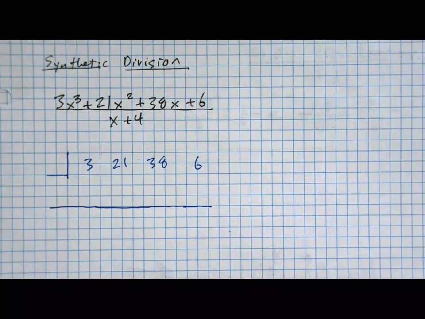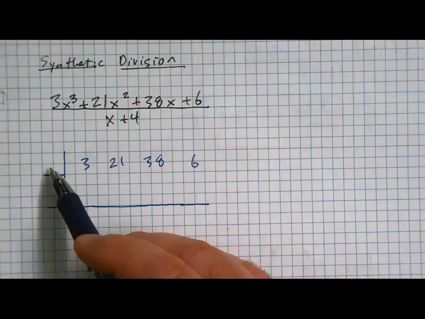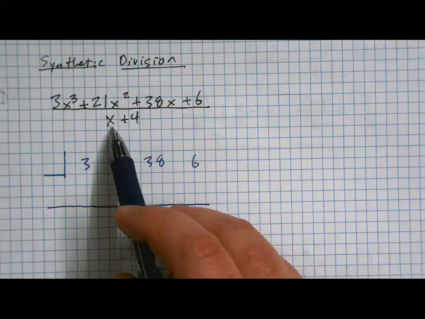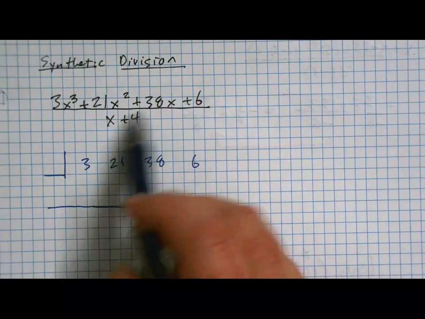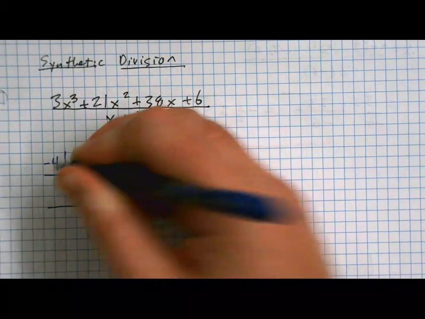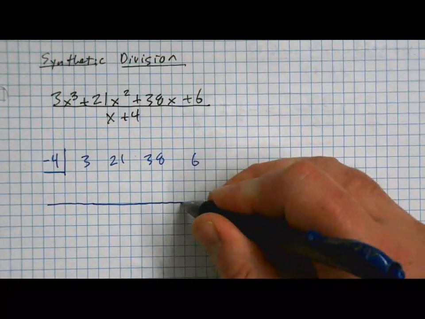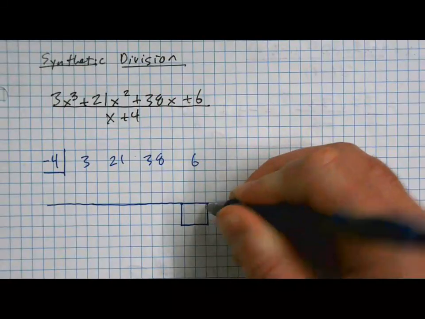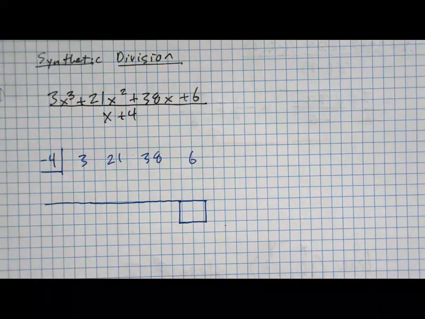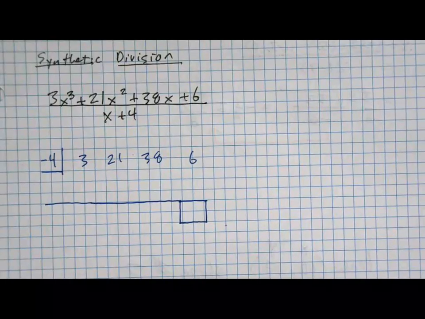Is this looking familiar? Who remembers what goes in this little box here? Yeah, it has to do with the x plus 4, but it's the 0 of the x plus 4, which would be negative 4. And then we have another little box down here. What's going to end up in this box at the end? The remainder. You guys have seen this. Yeah. So it's kind of a zigzag thing. We kind of go down and then diagonally up.